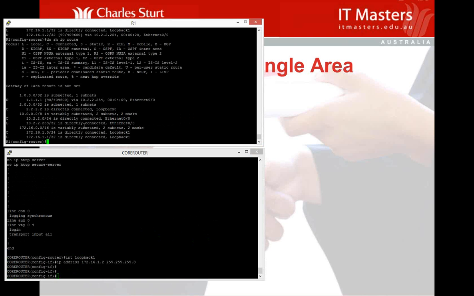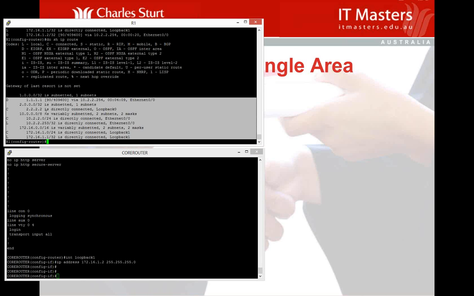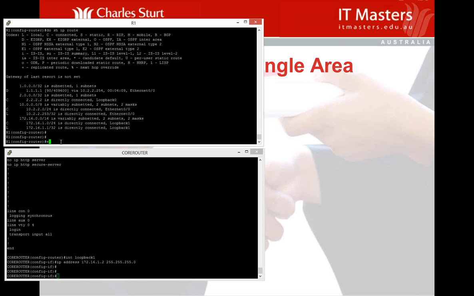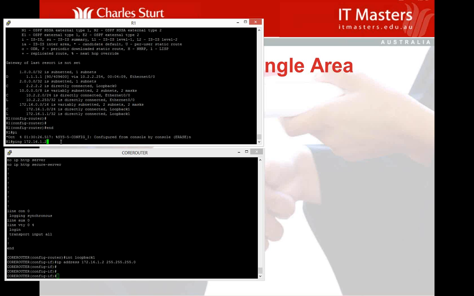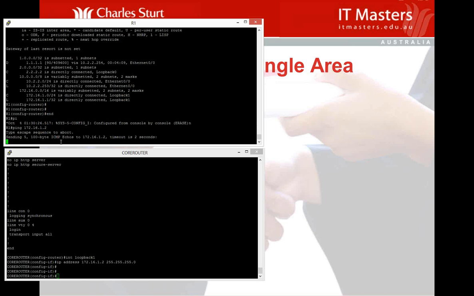So if I do that, you'll see that now the route's changed. See how that route's changed? It was 172.16.1.2. As soon as I change the subnet mask, it updated. It now no longer exists in this router here. So straight away, a triggered update. Now, if I try to ping 172.16.1.2, obviously I can't. That's an example of how it updates straight away.